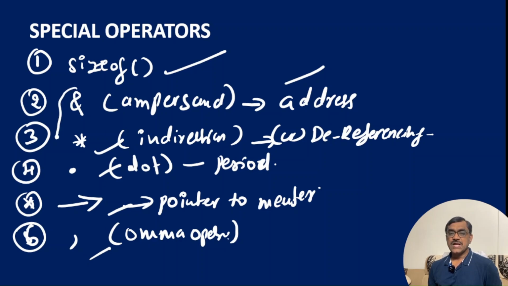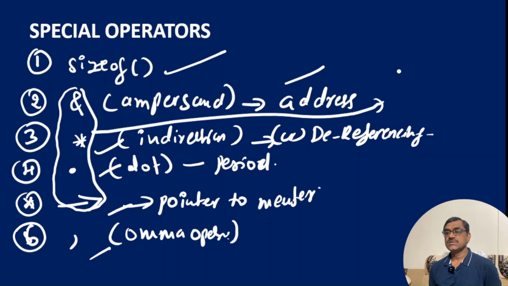See, the operators ampersand, star, dot, and arrow are mainly discussed while we discuss the concept of pointers. Roughly I will explain what these operators are, but in depth we are going to see them in the chapter on pointers. Now, first let us have a discussion on the special operator sizeof.